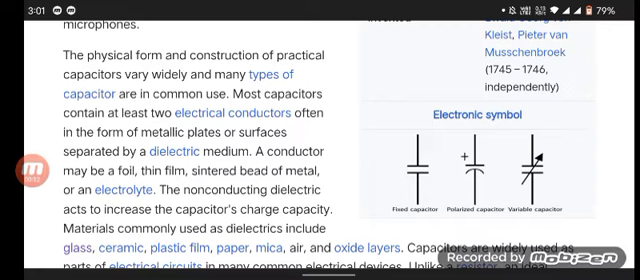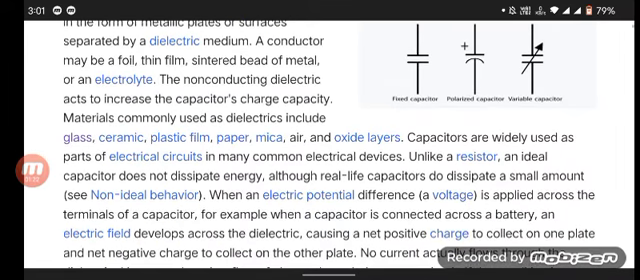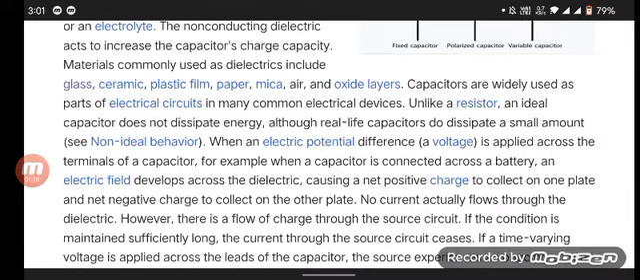The physical form and construction of practical capacitors vary widely, and many types of capacitors are in common use. Most capacitors contain at least two electrical conductors, often in the form of metallic plates or surfaces separated by a dielectric medium. A conductor may be a foil, thin film, sintered bed of metal, or an electrolyte. The non-conducting dielectric acts to increase the capacitor's charge capacity. Materials commonly used as dielectrics include glass, ceramic, plastic film, paper, mica, air, and oxide layers.